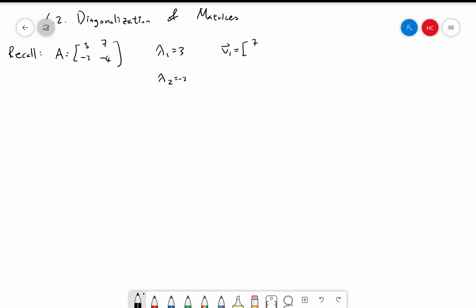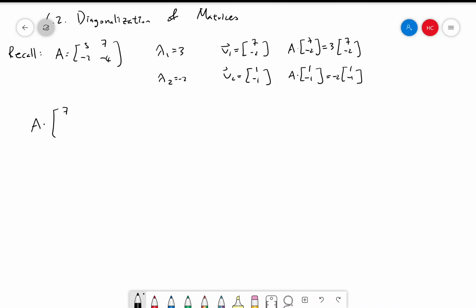The first one is 7, -2, and the second one is 1, -1. So by definition, this means A times 7, -2 equals 3 times 7, -2, and A times 1, -1 equals -2 times 1, -1. So if we put the two eigenvectors together as a matrix, then A times the matrix with the first column being the first eigenvector and the second column being the second eigenvector. So this is V1, this is V2.